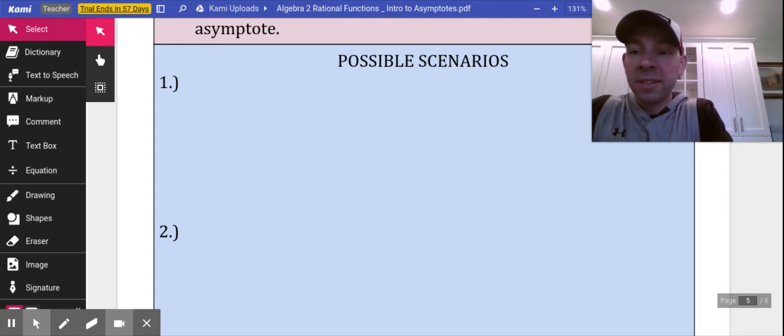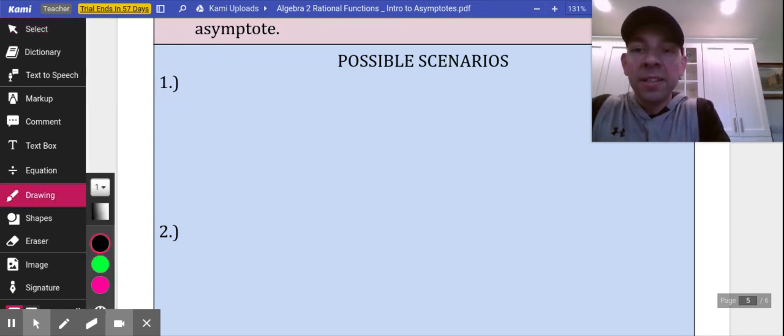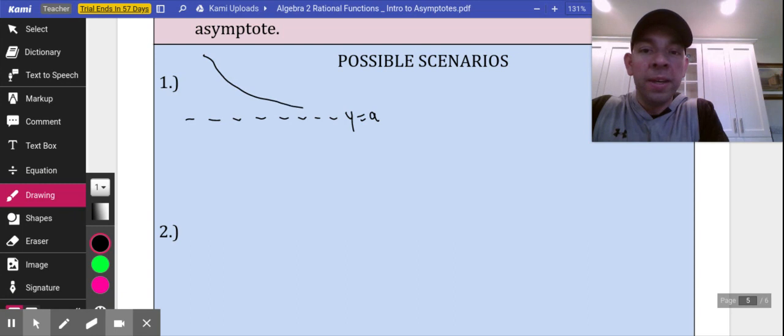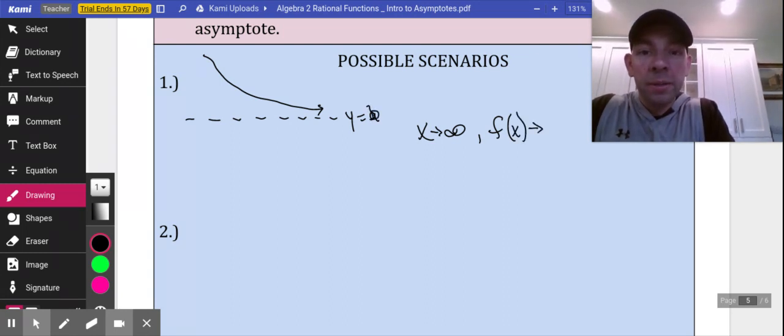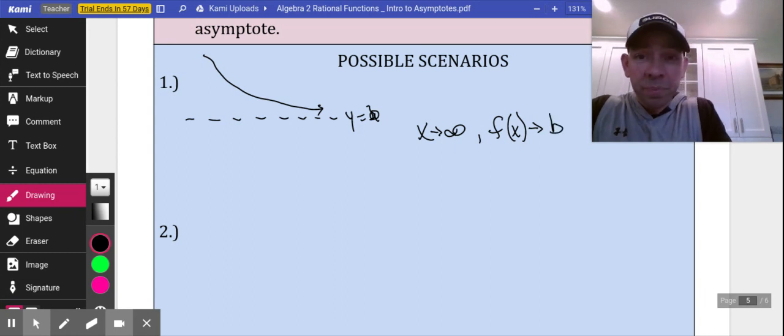I'm going to do everything as x approaching positive infinity, so we're kind of moving to the right. Let's say we have this horizontal asymptote somewhere at y equals a. The graph could do this. So we would say as x approaches infinity, f of x approaches, whoops, I'm going to use the letter b here, approaches b.